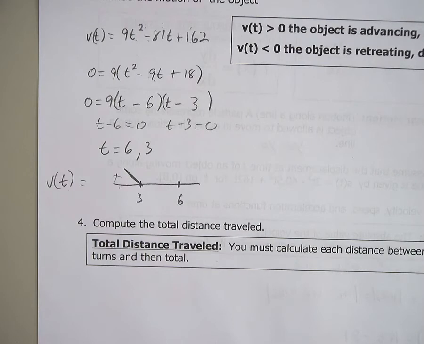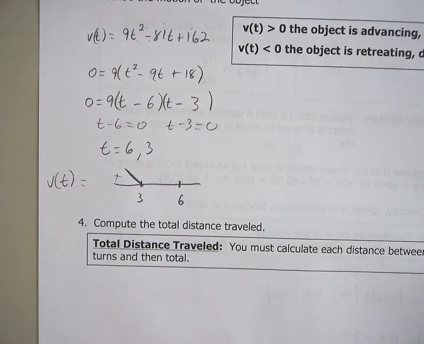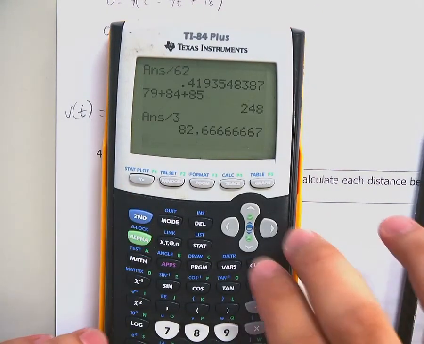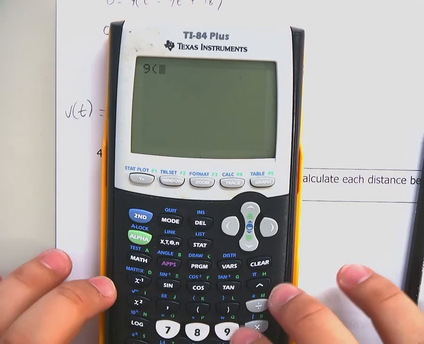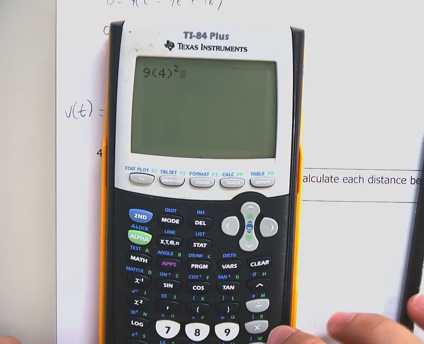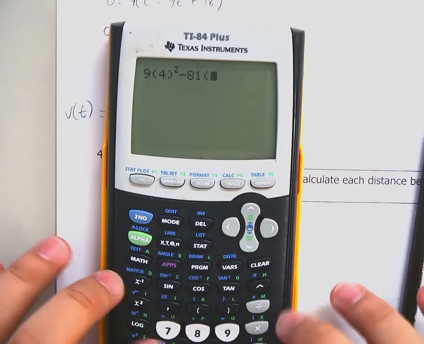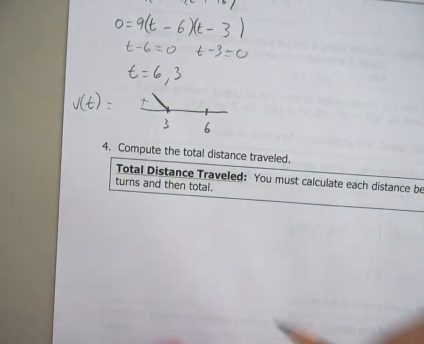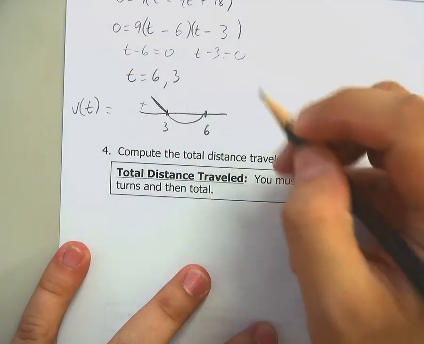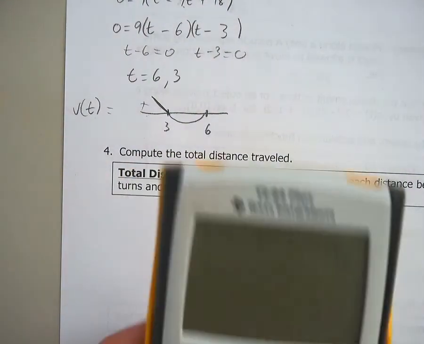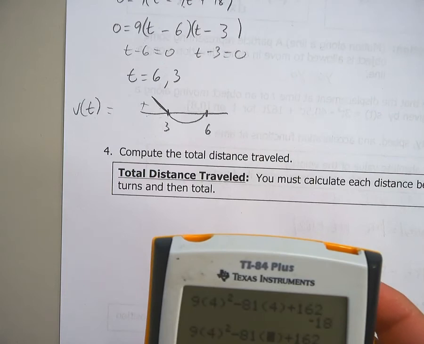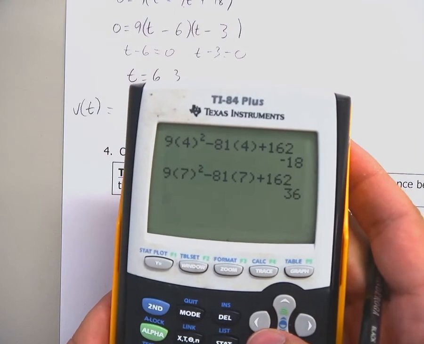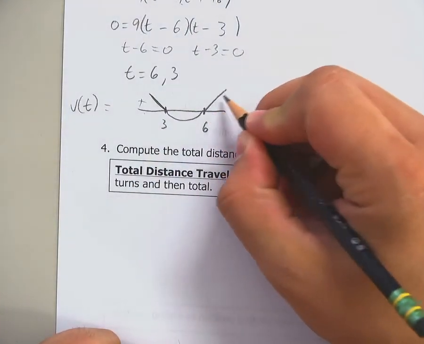If I plug in something between 3 and 6, like let's say 4. Already done some of this before. 9 times 4 squared, minus 81 times 4, plus 162. I get a negative value, so it's going to go below the x-axis here. And then plug in something bigger than 6, for example, 7. And you get positive. Positive up here.